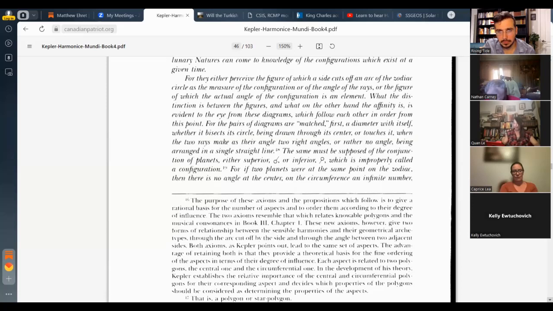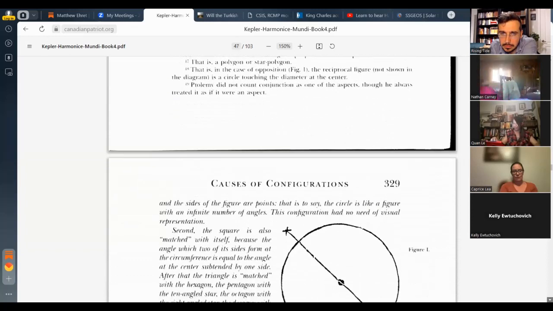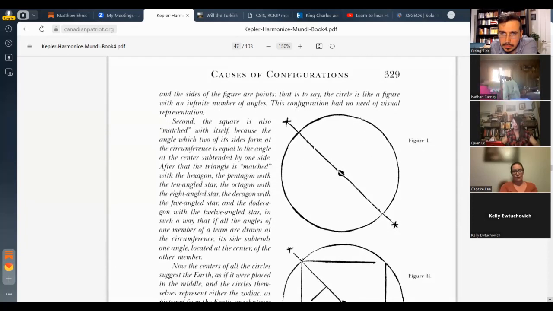For if two planets were at the same point on the zodiac, then there is no angle at the center, on the circumference an infinite number, and the sides of the figures are points. That is to say, the circle is like a figure with an infinite number of angles. This configuration had no need of visual representation.